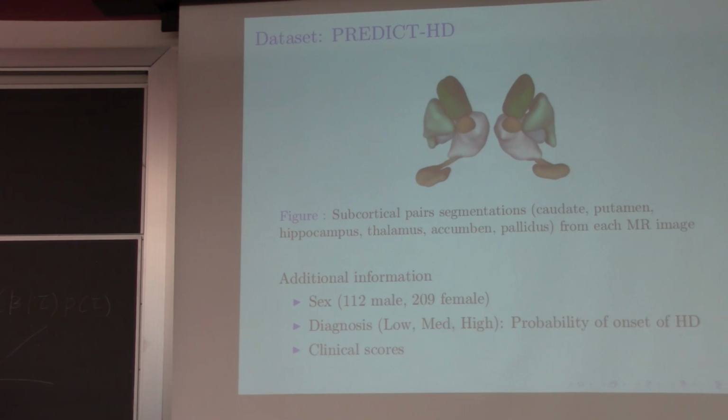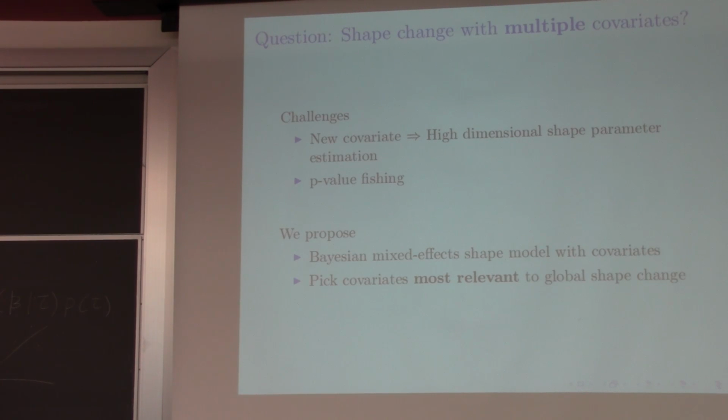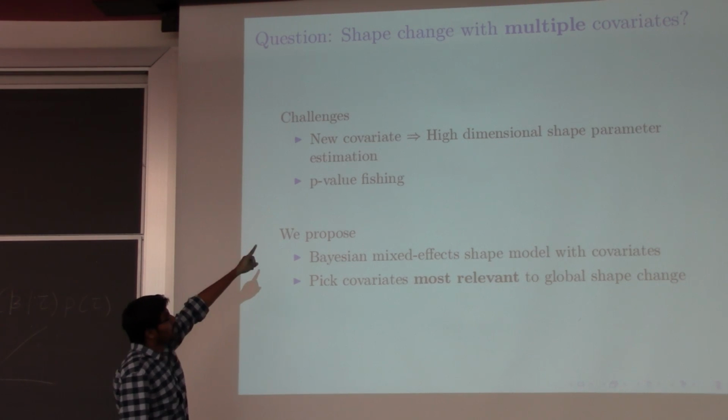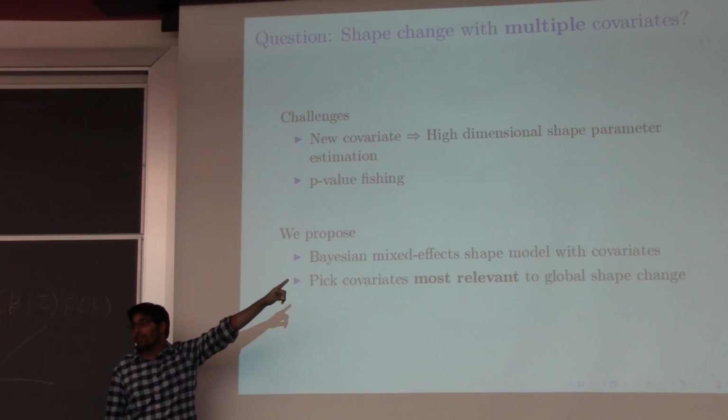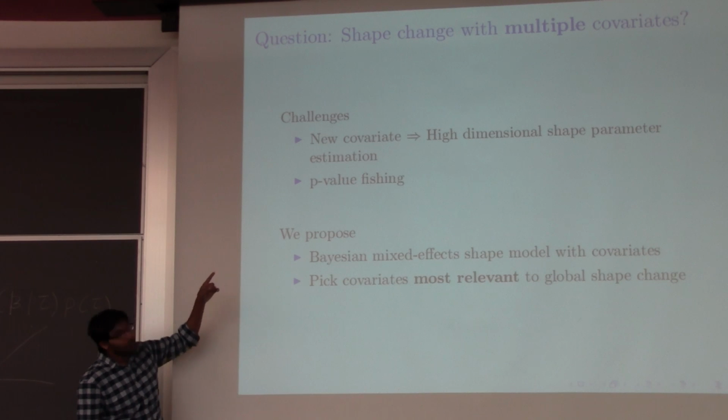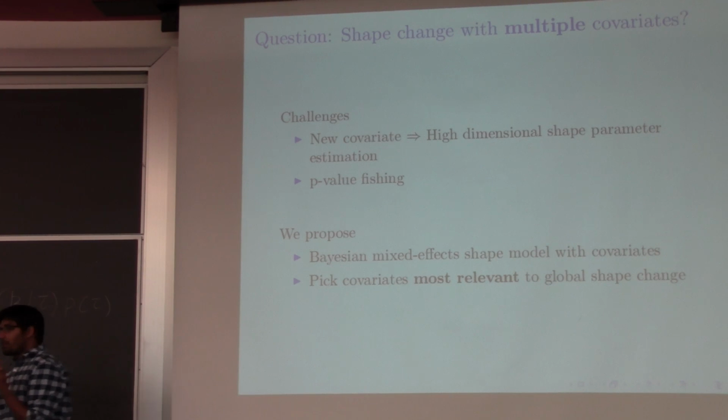In the previous model selection presentation, we saw that every time I add a new covariate, I have a lot more parameters to estimate, so I need more data. So it becomes hard. And the other thing is p-value fishing, where several models can give you results, and you can always choose whatever model is good for you and publish it.